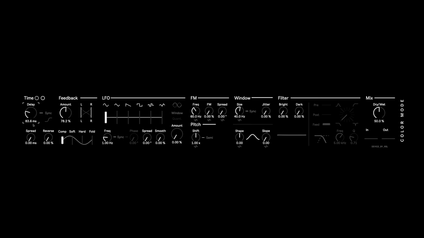Underneath the delay time, we have spread. Spread randomizes the delay time for each window. So if you turn down the window size and turn up spread, we get these grain delay effects. We can also turn up reverse, which adjusts the possibility of each window being played backwards.